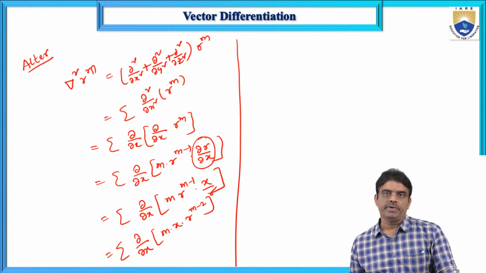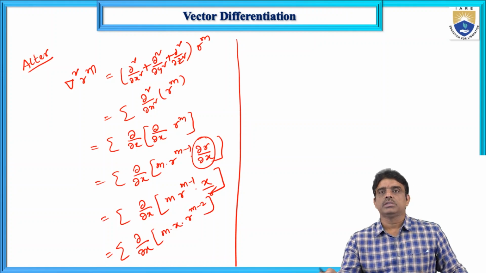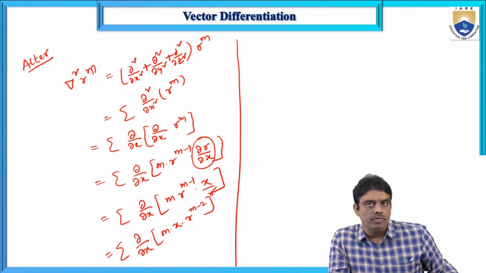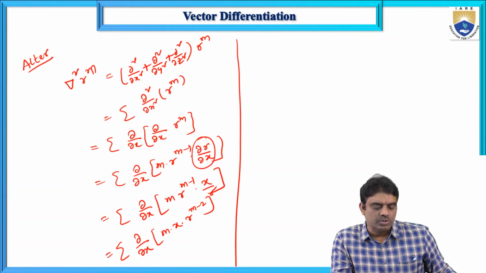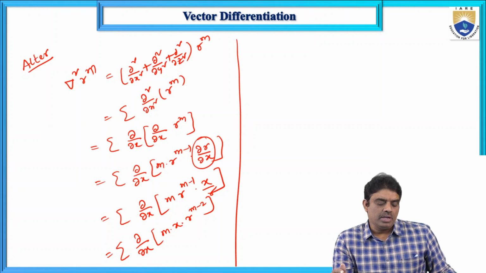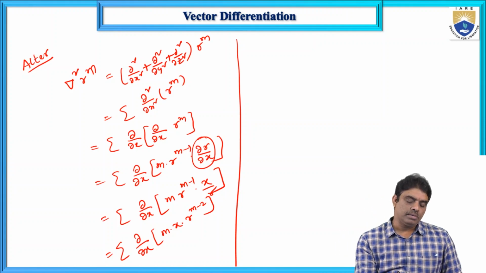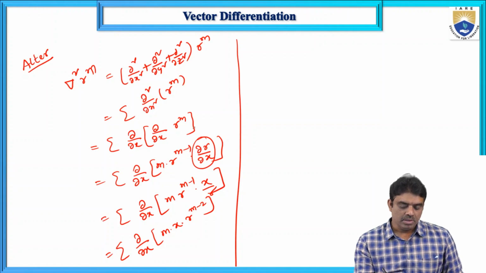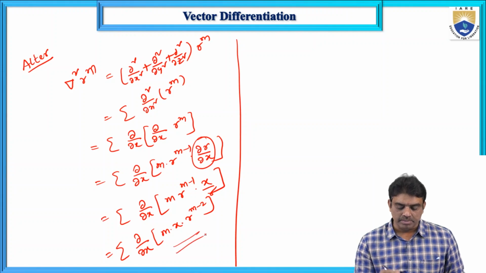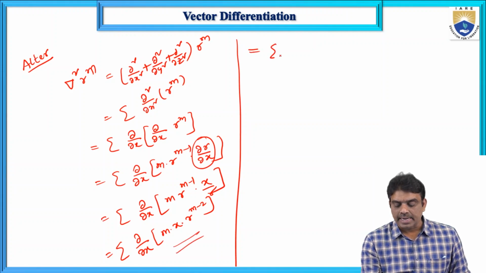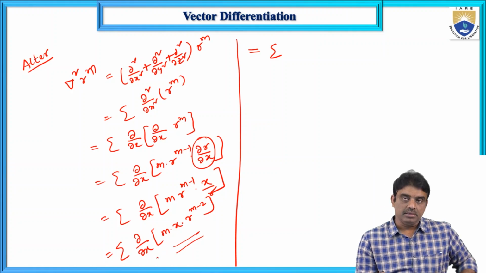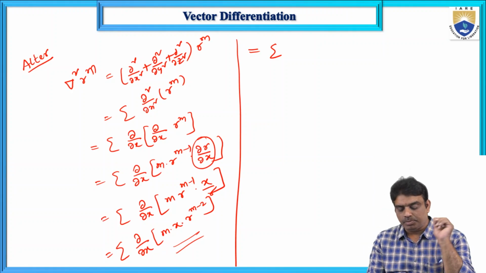Del square r power m, I can write by using the Laplacian operator, ∂²/∂x² plus ∂²/∂y² plus ∂²/∂z² of r power m. Or you can use a simple notation sigma ∂²/∂x² of r power m, that is ∂/∂x of ∂/∂x of r power m. On differentiating partially, you get this term. Now, differentiating again with respect to x partially, sigma as it is, just follow the same procedure.